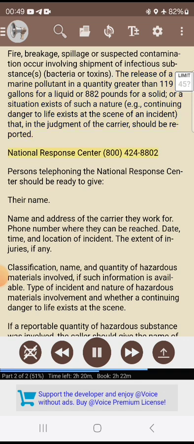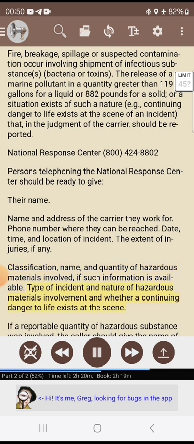National Response Center 800-424-8802. Persons telephoning the National Response Center should be ready to give their name and address of the carrier they work for, phone number where they can be reached, date, time, and location of incident, the extent of injuries, if any, classification, name, and quantity of hazardous materials involved, if such information is available, type of incident and nature of hazardous materials involvement and whether a continuing danger to life exists at the scene.